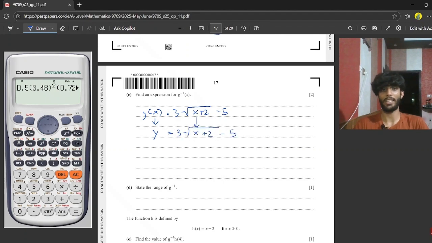Now what I need to do is make x the subject of this equation. So I send this 5 over to the other side, so it's going to be y plus 5, and I send this 3 over to the other side. So it's going to be y plus 5 divided by 3 equals, I got, under root x plus 2.